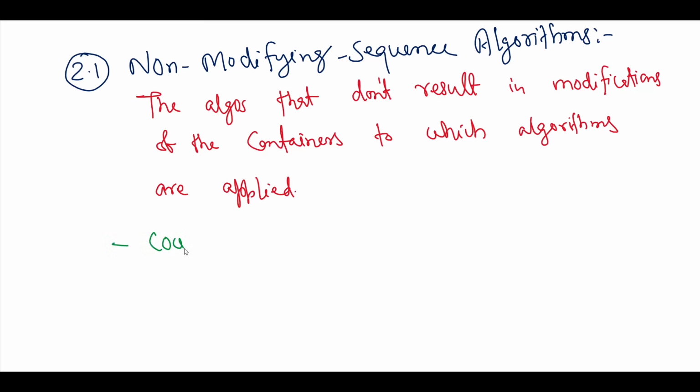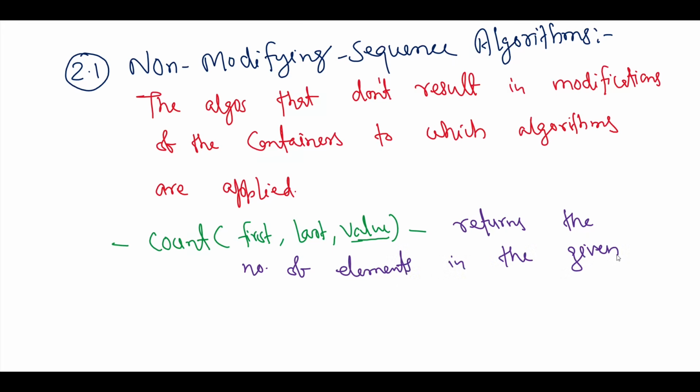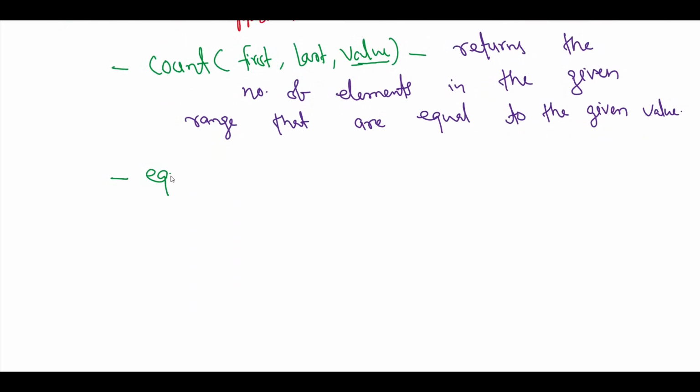The first algorithm here is the count algorithm. We need to pass first, last and value here. It's going to return the number of elements in the given range that are equal to the given value. So it's just going to count the value in the range and is not going to change the container. Another algorithm in this series is equal.